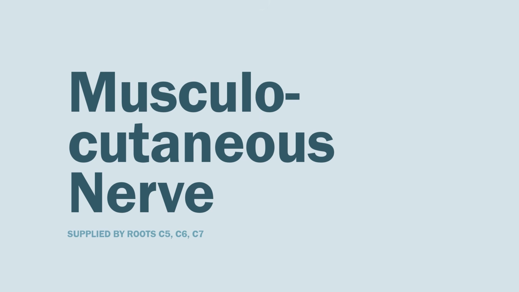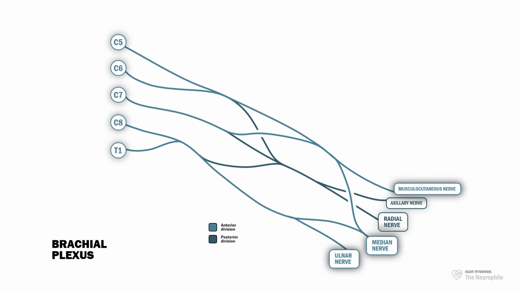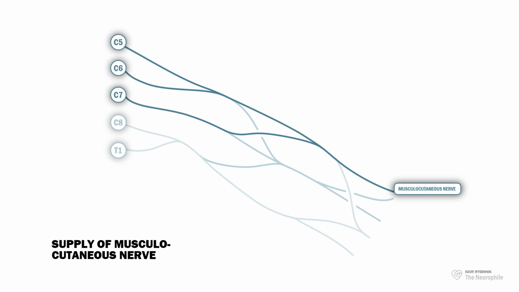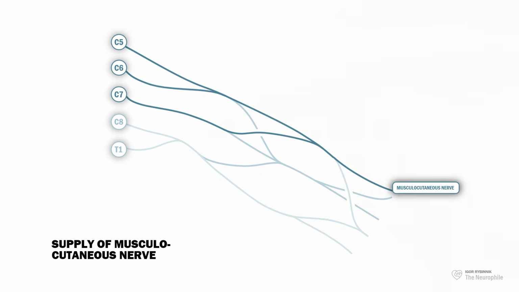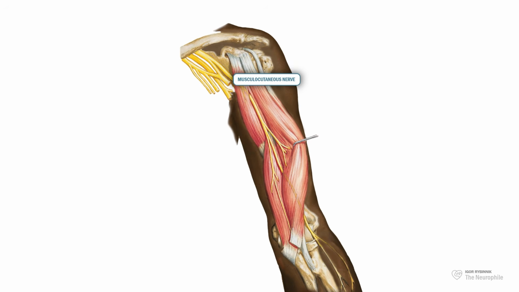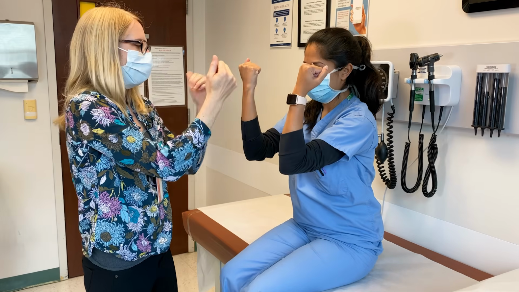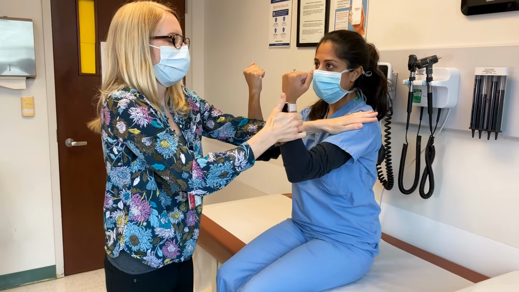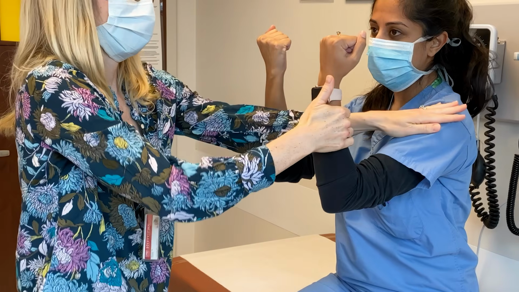Musculocutaneous nerve is next. The musculocutaneous nerve is supplied by the lateral cord of the brachial plexus, C5, C6, and C7 nerve roots. Musculocutaneous nerve is fairly straightforward. It innervates the brachialis and the biceps muscles. Brachialis is the primary elbow flexor. Biceps is the most powerful supinator of the arm. It also flexes the elbow, especially after the elbow is already bent halfway.